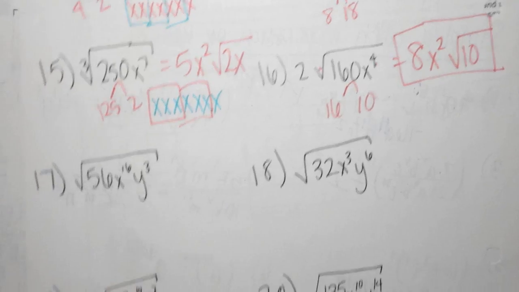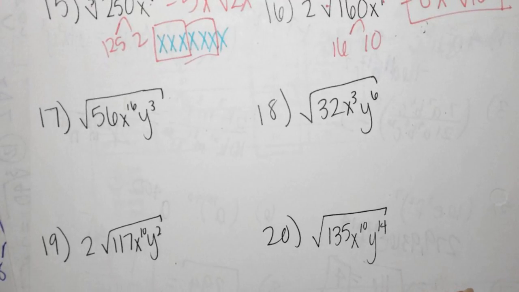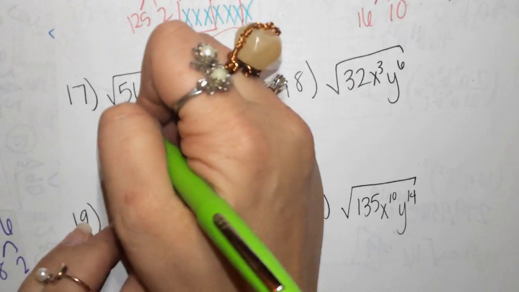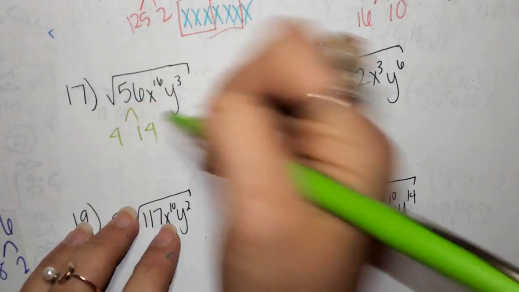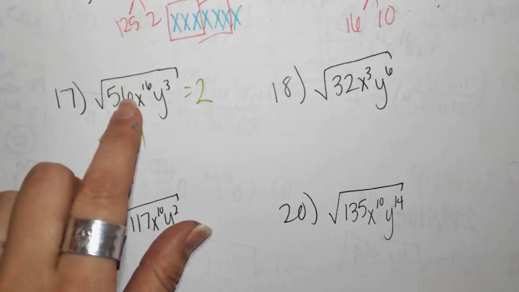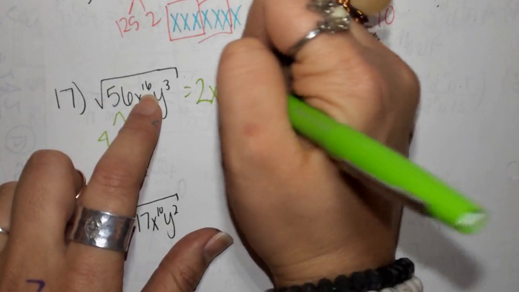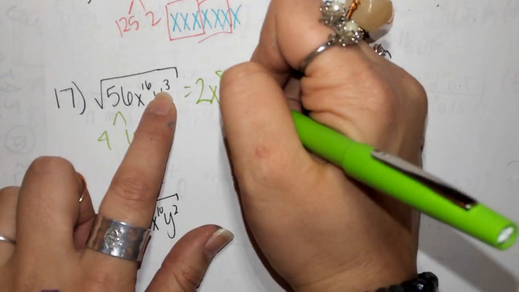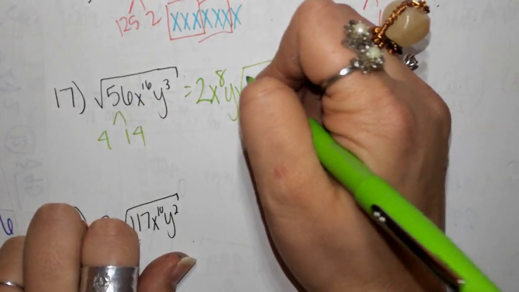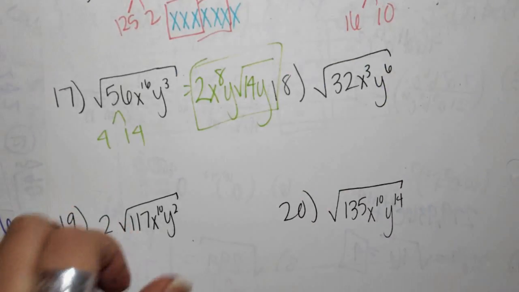Alright, number 17. What do you guys think is the biggest perfect square that goes into 56? 4 and 14. Okay. So what's the square root of 4? 2. Alright. How many times does our index, which is 2, go into 16? 8. How many times does it go into 3? 1, with 1 left over. So what's left in the house? 14. And 1. Look at us go.